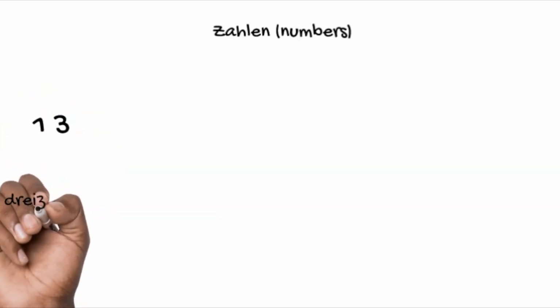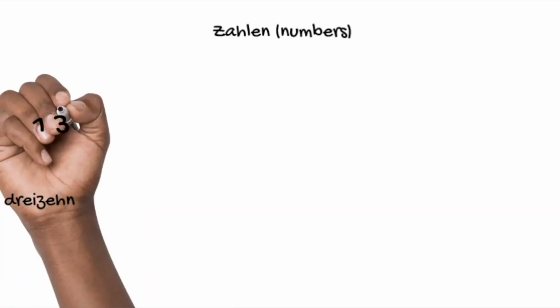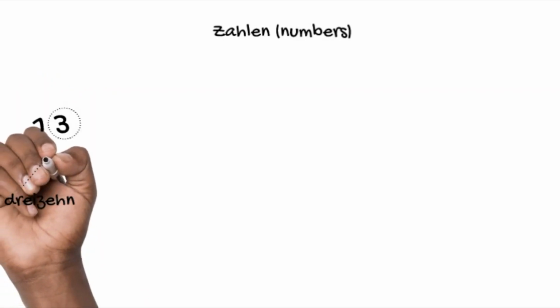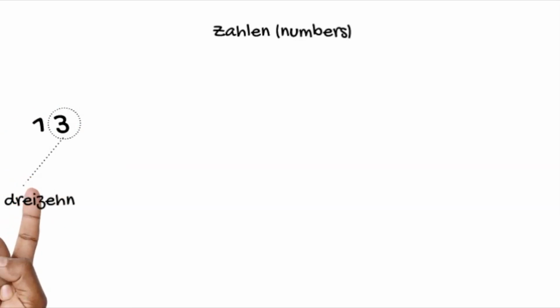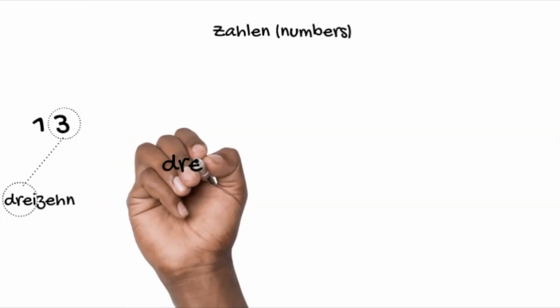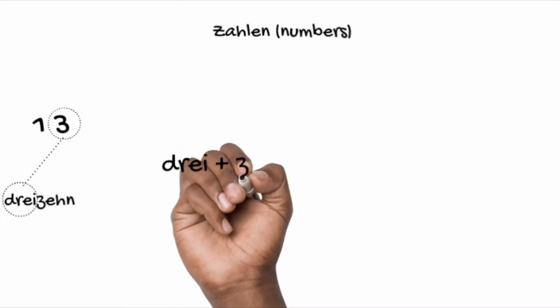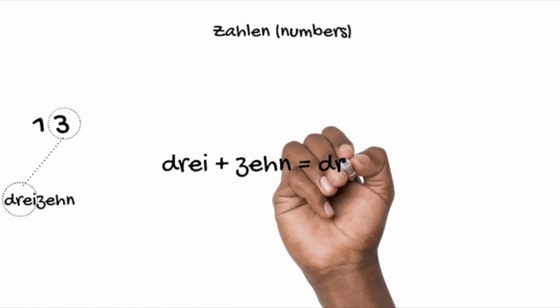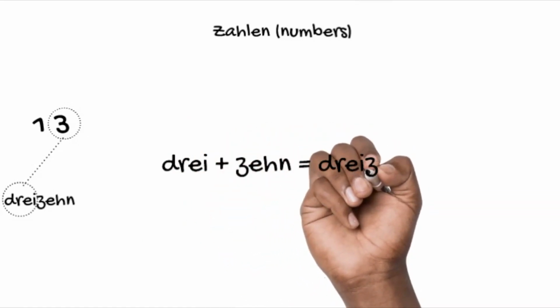Note that for the numbers from 13 to 19, we always start with the last number first. This is the same as in English. For example, 13, 14, or 15. You can use the same structure for the German numbers. 13, 3 and 10 equals 13.